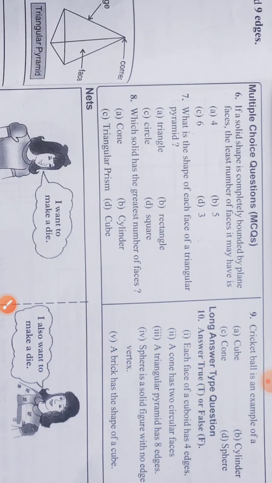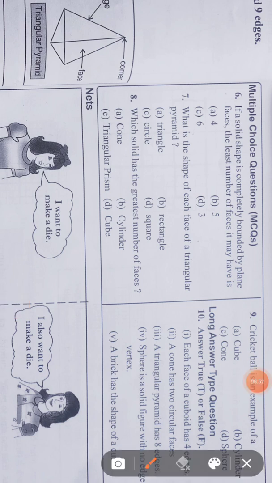Now let us see question number 6, multiple choice questions, MCQ. If a solid shape is completely bounded by plane faces, the least number of faces it may have is... They are telling, if there is a solid shape and you bound it completely from all the sides, the minimum faces you need is actually 4 faces. Without 4 faces you cannot bound anything. Okay, you need 4 faces.